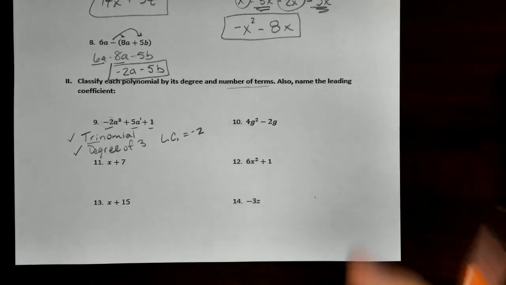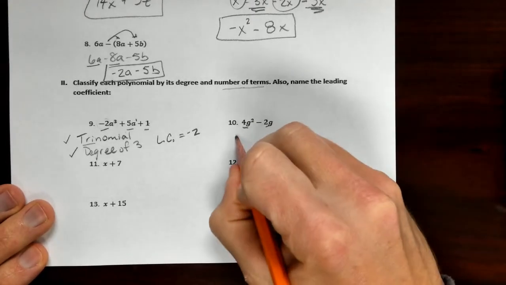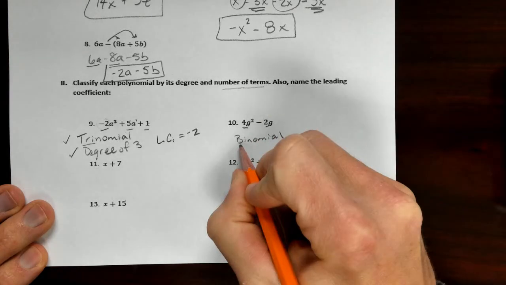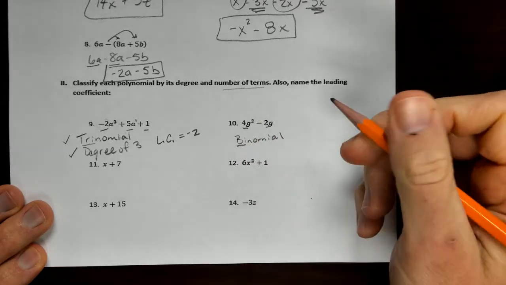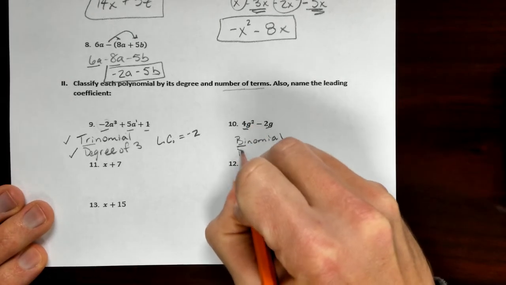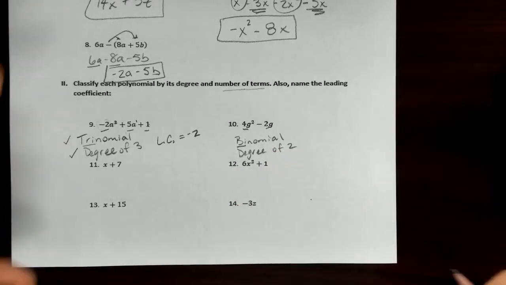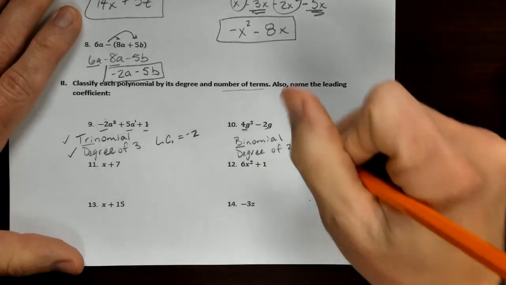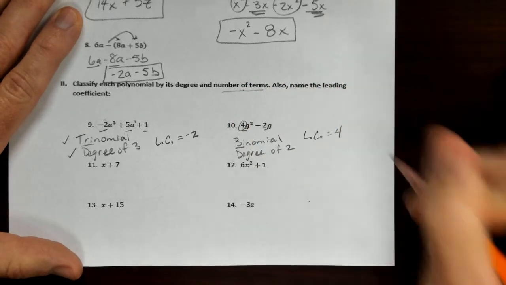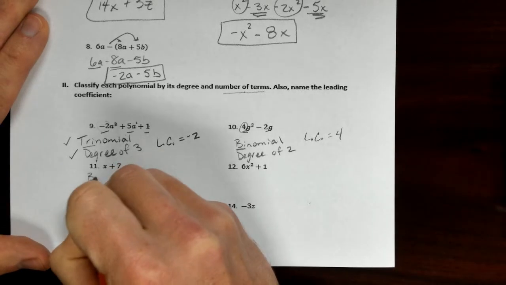Going on to number 10, I have 2 terms here. We call that a binomial, right? Like a tricycle, bicycle. So bi means 2. A degree is the exponent. So once again, that has a degree of 2 this time, because that is g squared. And then the leading coefficient is the number in front of this, which is 4. Number 11, same thing. I've got 2 terms. That would be a binomial.